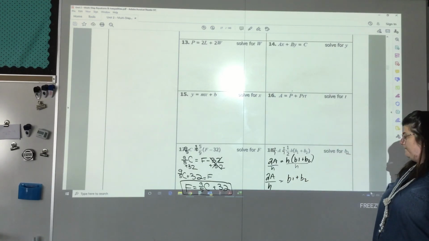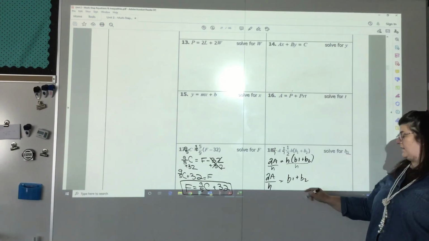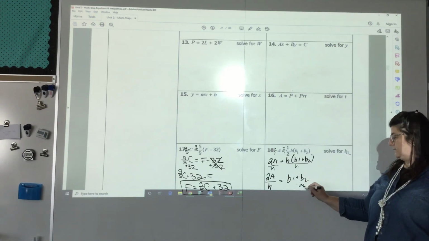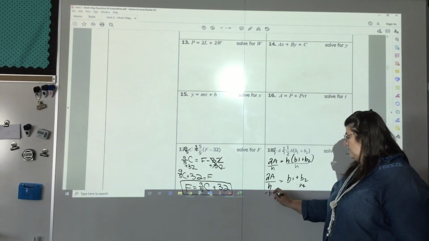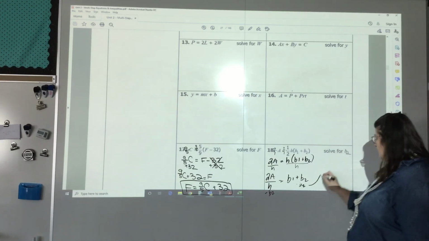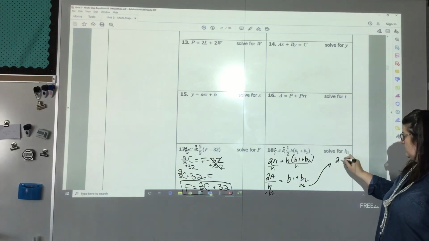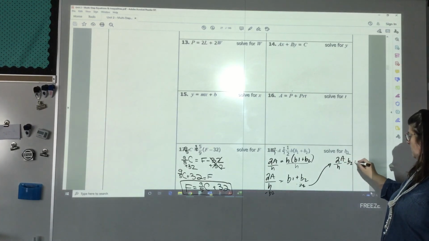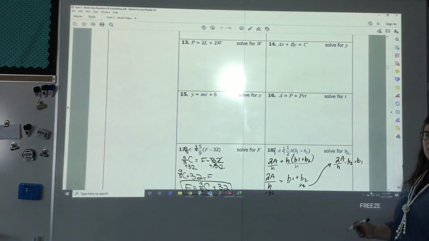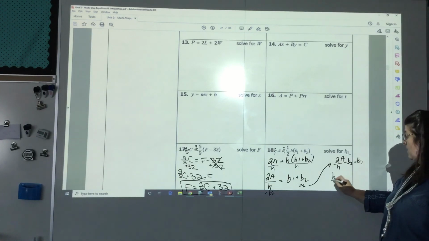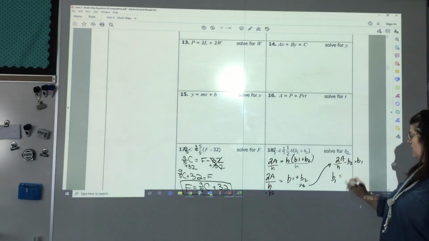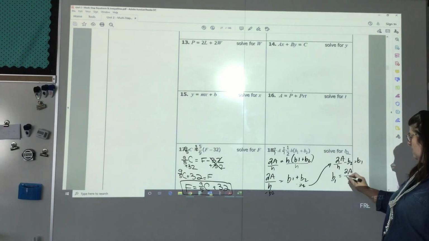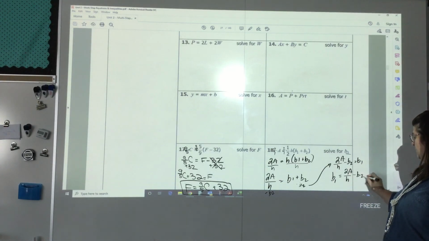Final step, again I'm solving for b1, so I need to get rid of b2. I'm going to subtract b2. I'm going to move this over here. 2a over h minus b2 equals b1. Rewriting it so the variable I'm solving for, b1, is on the left: b1 equals 2a over h minus b2.